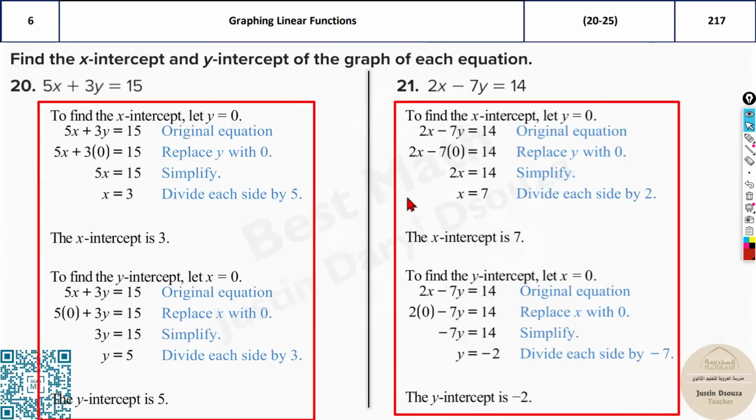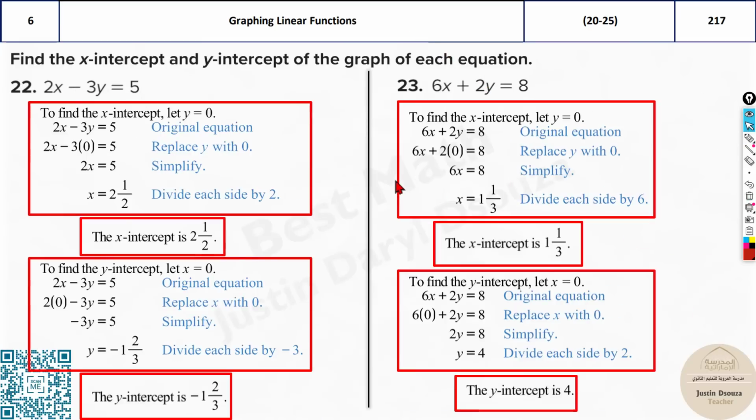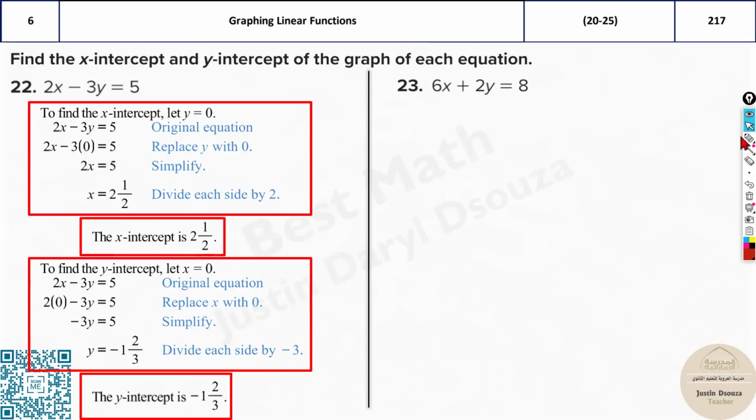I'll do one more problem. Let me look into a tough one. Okay, I'll do this one. Here as well, all you need to do is for x-intercept, y equals 0. So here 6x plus 2 times 0 equals 8. That's the first equation. And for y-intercept, x is 0. So all you do is 6 times 0 plus 2y equals 8. And now you just put it in the calculator and solve.